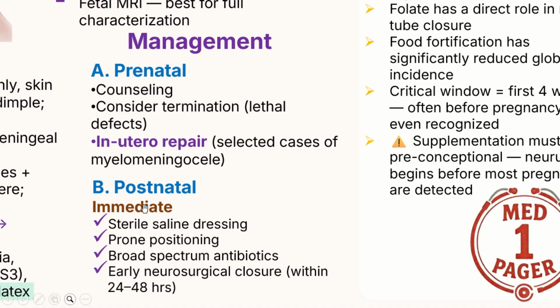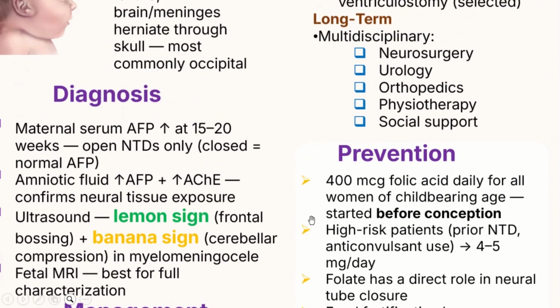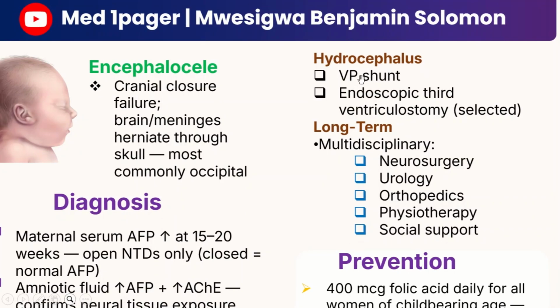Then postnatally, when the child is born, you want to put a sterile saline dressing, and position the child in prone position and prevent pressure on that neural tube defect. Give broad-spectrum antibiotics, because the meninges or neural tissue are exposed, there's a high risk of meningitis, and then surgical closure within 24 to 48 hours if possible. Then for hydrocephalus, you may need to put a ventriculoperitoneal shunt and/or endoscopic third ventriculostomy in selected cases where it works. Then long-term multidisciplinary interventions are going to be involved: neurosurgery, neurology, orthopedics, physiotherapy, as well as social support.